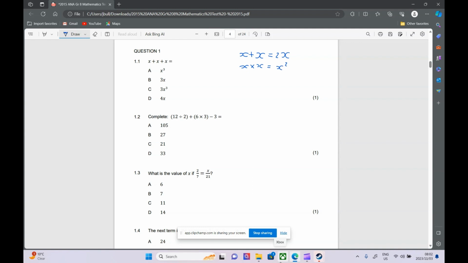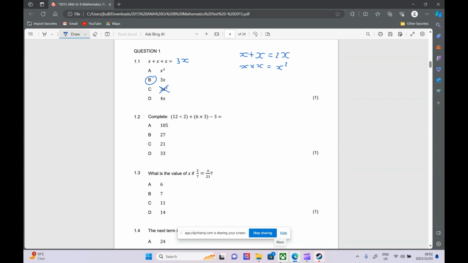Next up, question 1.2, we've got a BODMAS question. So we just got to make sure we do the right order. We've got to do brackets first. So 12 divided by 2 would be 6. Then we do the next bracket. 6 times 3 is 18. And then minus 3. Pretty simple to work out then. So 6 add 18 is, 18 add 6 is 24. Take away 3 is 21.